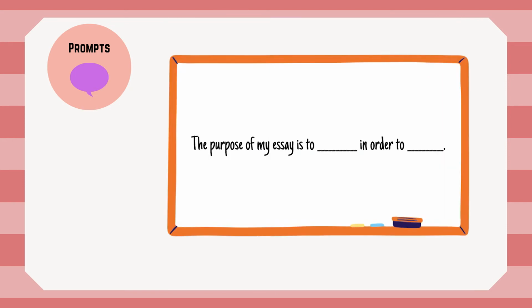As a rule of thumb, after you first read an assignment sheet, ask yourself to fill in the blanks to this prompt. The purpose of my essay is to blank in order to blank. If you apply this to our example assignment, you may say, the purpose of my essay is to build a strong and convincing argument for the best solution to save the lesser Antillean iguana in order to receive the largest amount of available conservation funds.